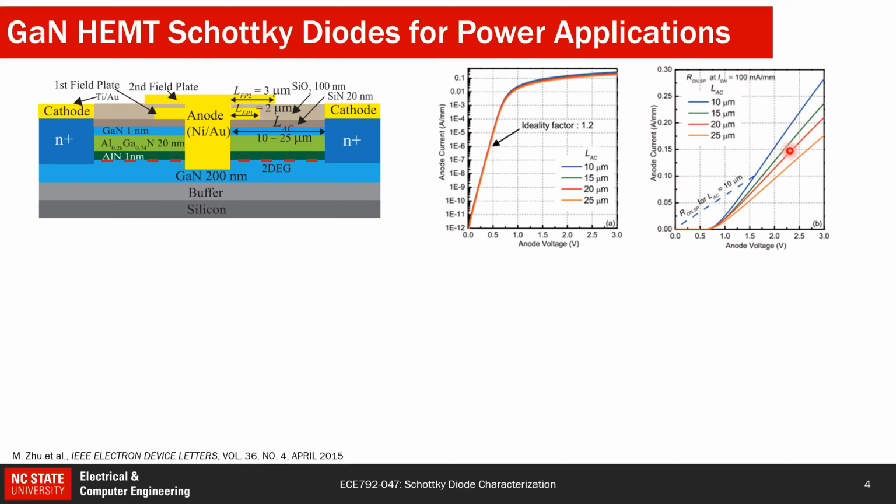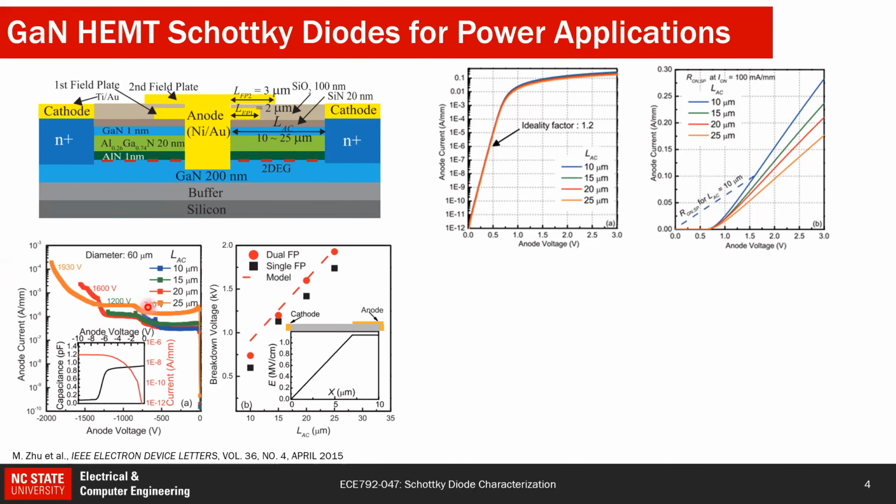Or you can also take the slope of this graph, and from there you can say what the series resistance of your device is. They also did the reverse bias breakdown measurement for all the different cases, and they found that the higher the distance, as we know, the larger the breakdown voltage.